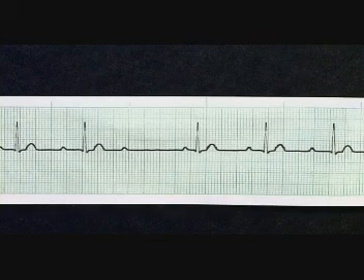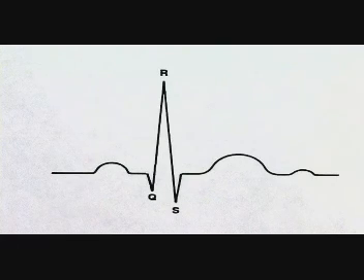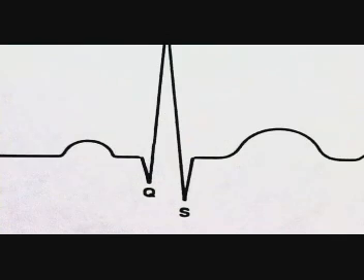In addition to the deflections, measurements of time required for impulses to travel throughout the heart are important. You can measure time by counting small squares and multiplying the number by 0.04 seconds. The distance between the beginning of the P wave and the beginning of the Q wave is the PR interval. A normal PR interval is 0.12 to 0.20 seconds, or 3 to 5 small squares. This interval represents the time it takes for the impulse to travel from the atria through the AV node to the ventricles. The QRS complex is measured from the downward deflection of the Q wave to the return of the S wave to the isoelectric line.